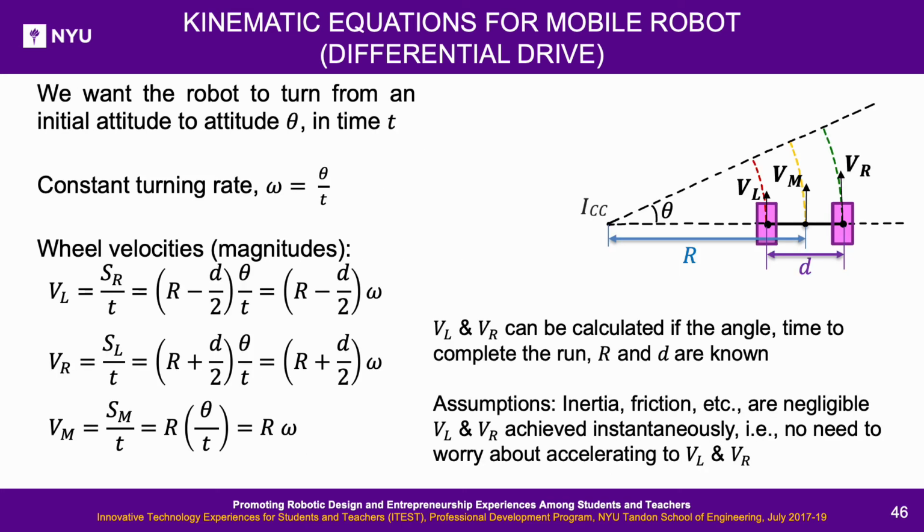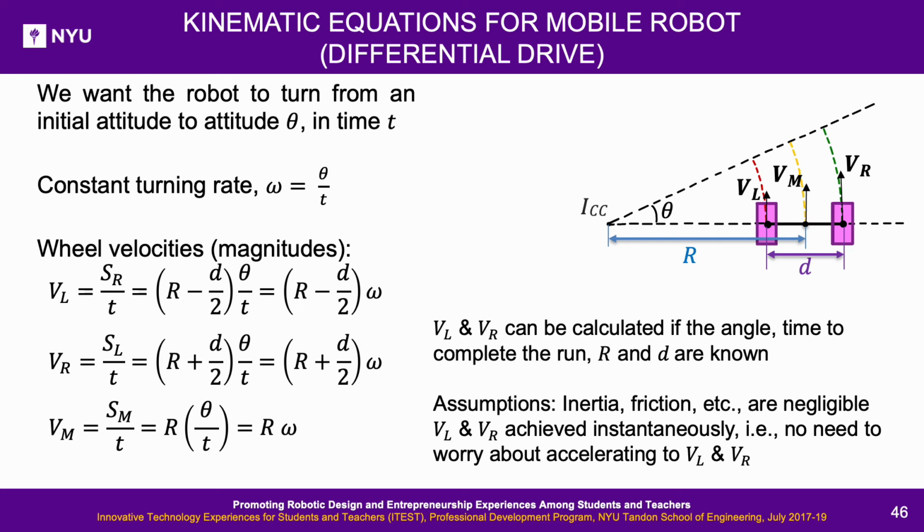For the robot to turn from an initial attitude to attitude theta, in time, t, assuming a constant turning rate of omega, the magnitude of wheel velocities are as shown, which is basically the arc length divided by time. This gives the linear velocities of the 3 points in terms of omega.